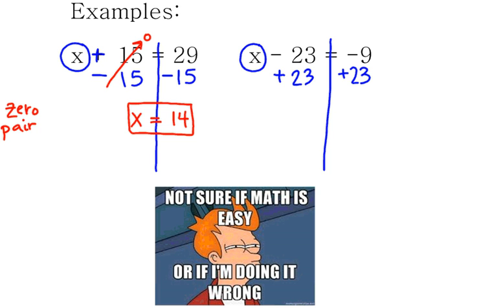You're going to make sure that you show that this becomes 0. It is a 0 pair. And all that's left now on this side is x. And I have to look at the other side. I've got different signs, so I'll subtract. 23 take away 9 is 14. And it is positive because the 23 was bigger.